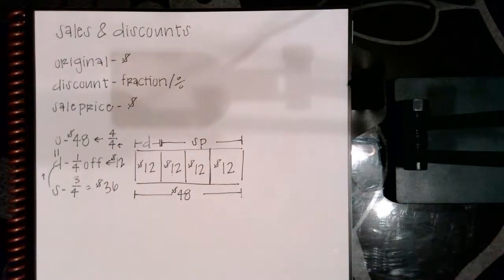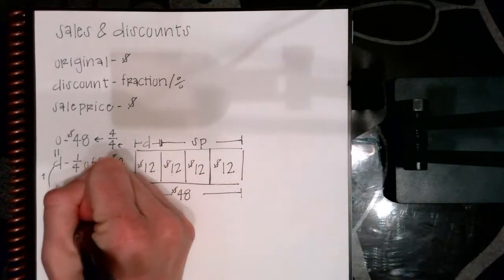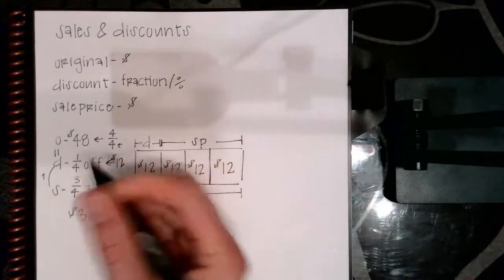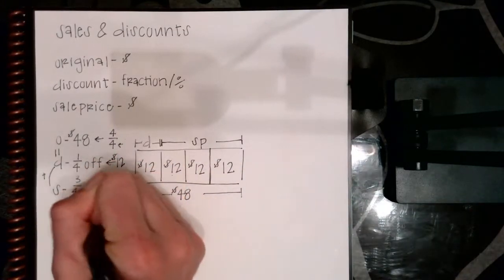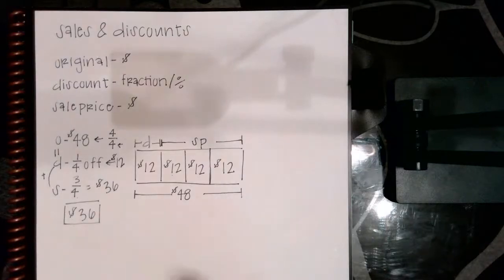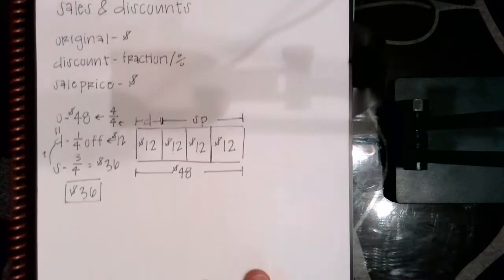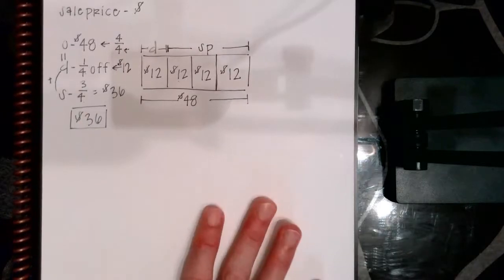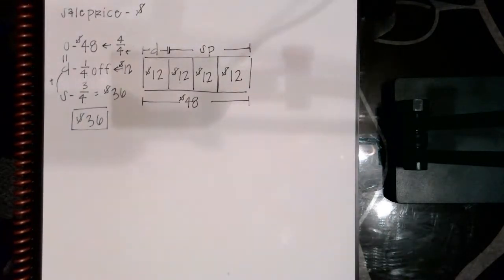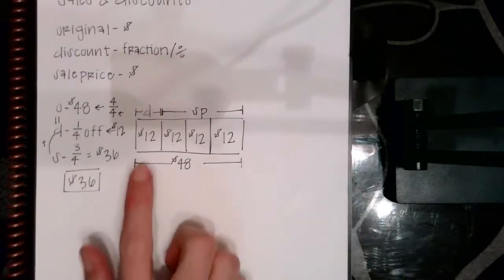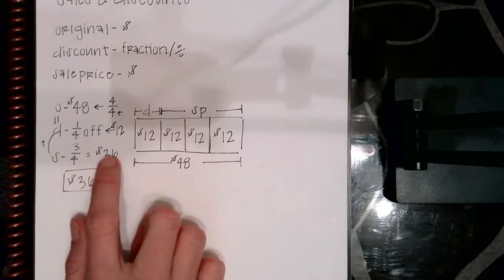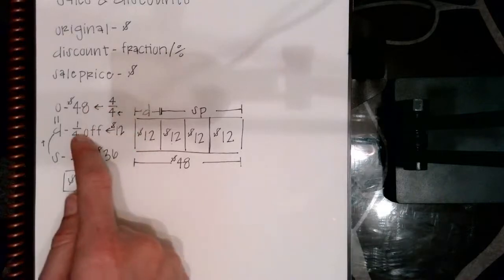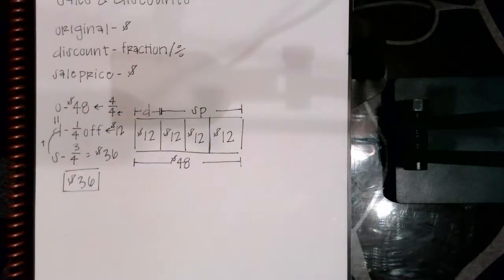That means on a video game that was $48 originally, with a discount of 1/4 off, I'm going to end up paying $36. However, I don't play video games, so I would probably never even pay $36 for a video game. So this is how we figure out the sale price when we're given the original and the fraction of the discount.